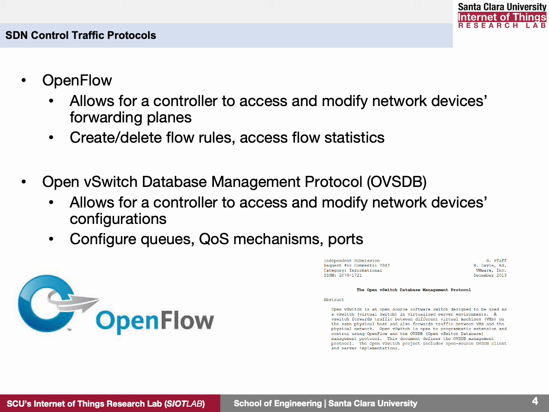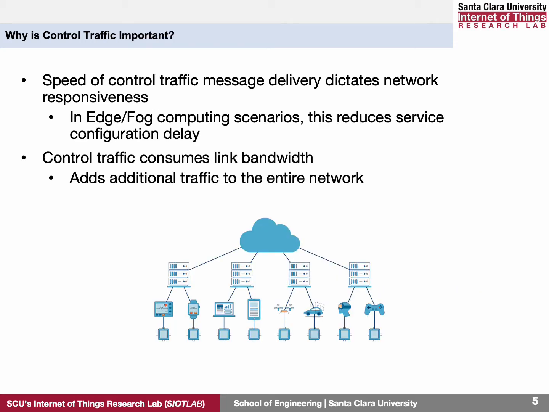For example, OVSDB can be used to configure priority queues, set up bandwidth slicing parameters on each queue, or even do management tasks such as bringing a port down or bringing a port up. Control traffic in SDN is especially important for two main reasons. First, the speed of control traffic message delivery is directly correlated to network responsiveness. For example, in edge and fog networking scenarios, fast control message delivery will result in quick service configurations.